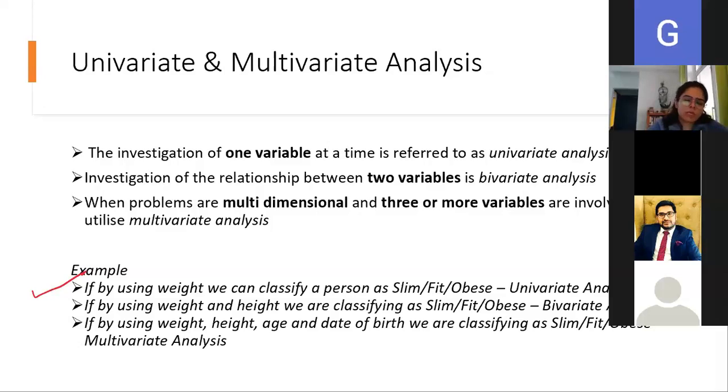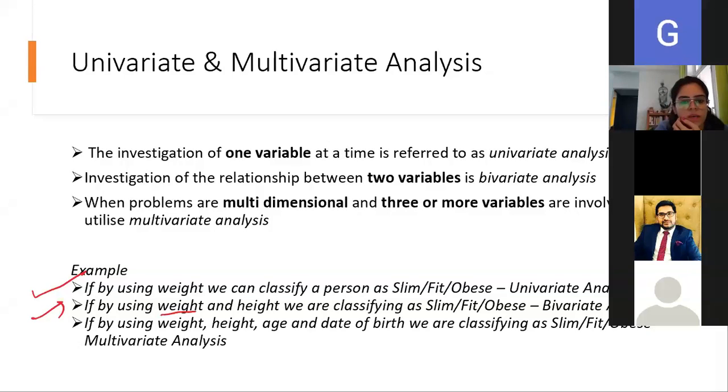Now I say, okay, I don't want to go just by weight, and I make this assumption that I am going to classify in these categories based on two variables, that is weight and height. Then it becomes a bivariate analysis because how many variables am I taking now?